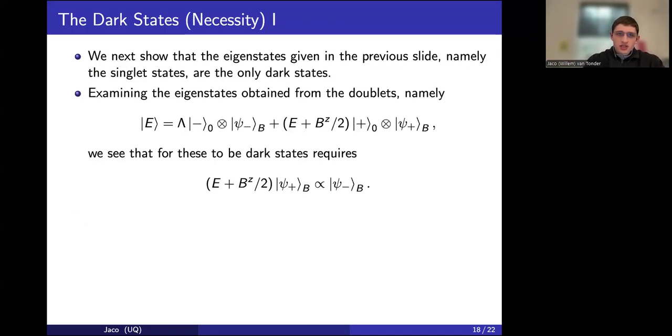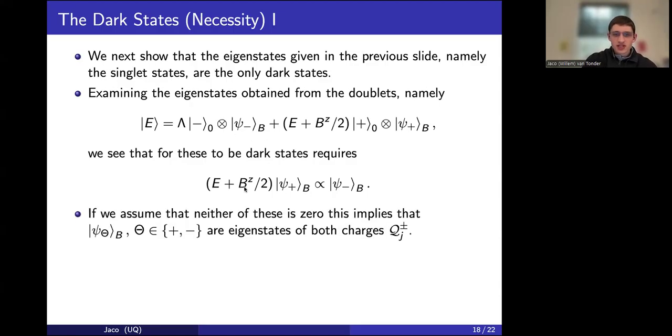Firstly, recalling from the supersymmetry that our eigenstates were only the singlets or doublets, and the ones coming from the doublets took this form. If this was a product state of the central spin and the bar state, then that requires that this component will have to be proportional to this state.